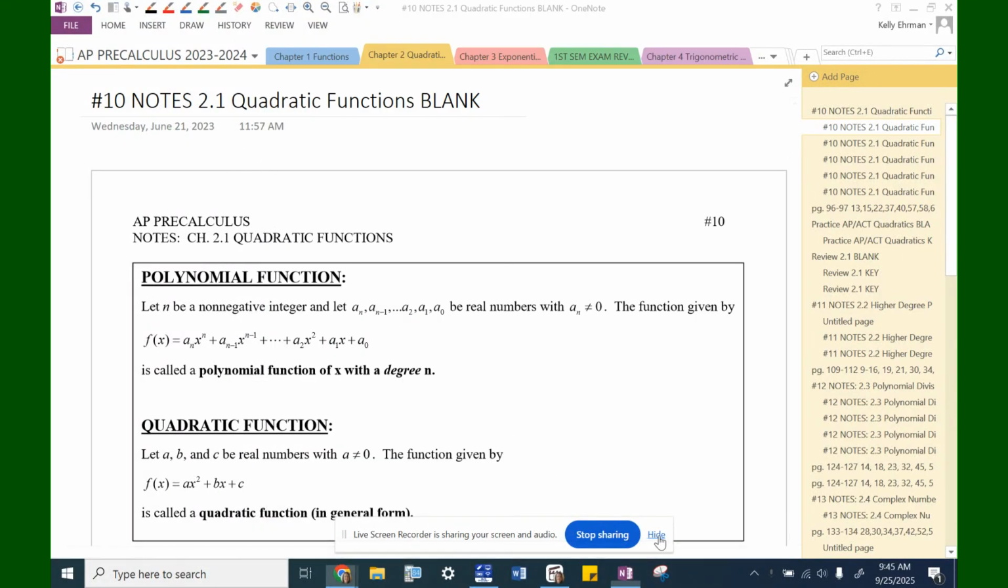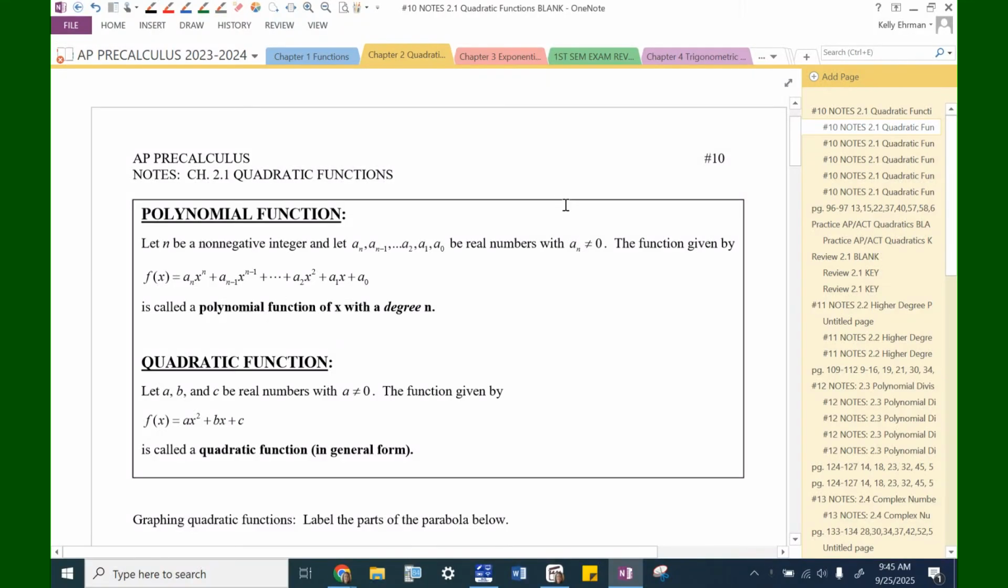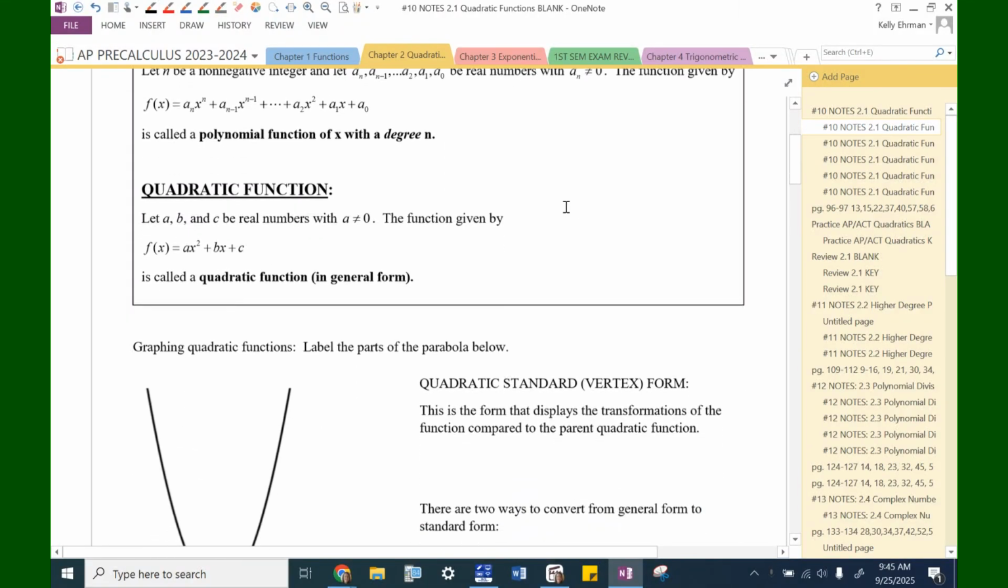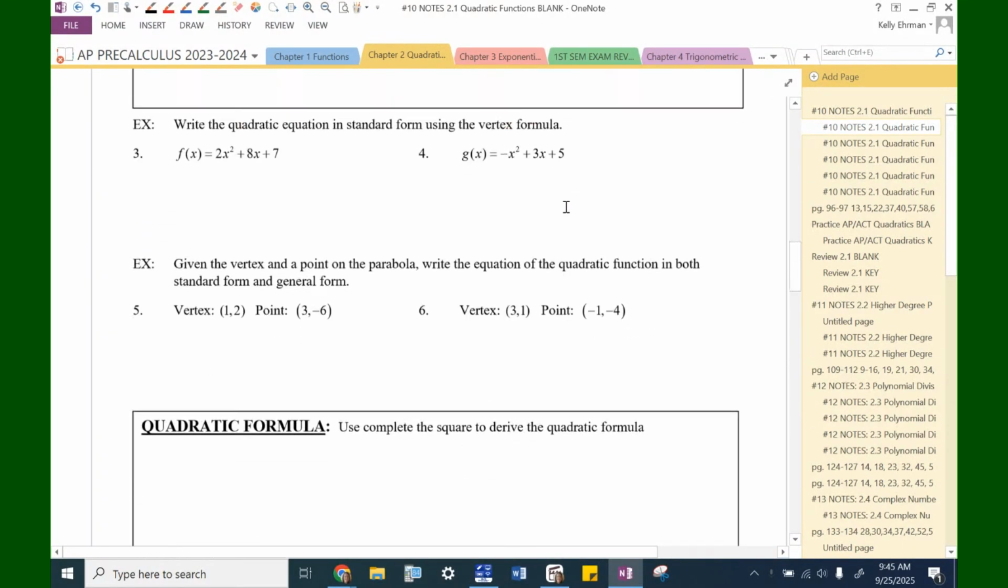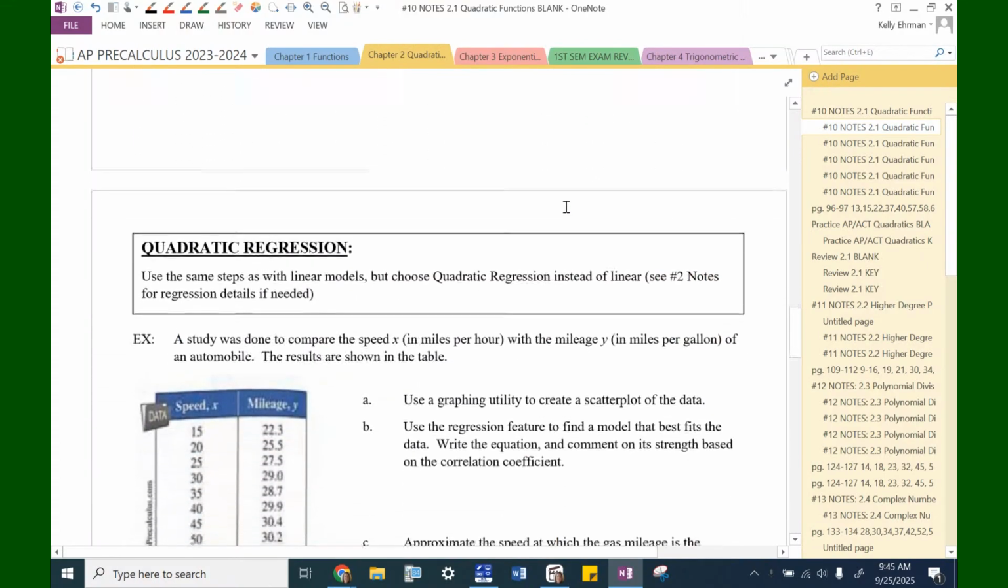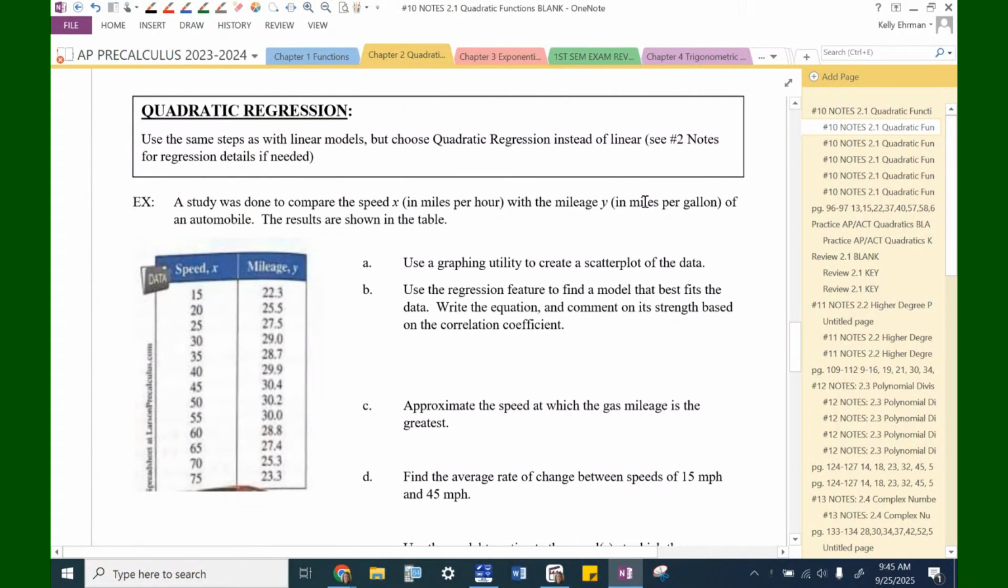All right, guys, we are doing the chapter 2.1 quadratics notes, quadratic functions. In class today, so that I didn't rush through the calculator part, we actually started on this page in the notes. So I'm going to do that for this video as well. All right, so quadratic regression.